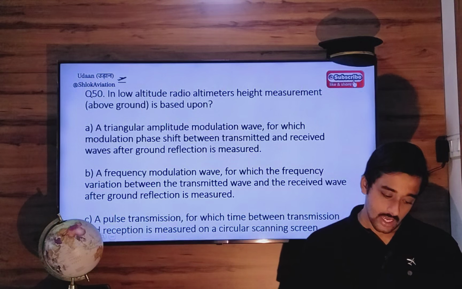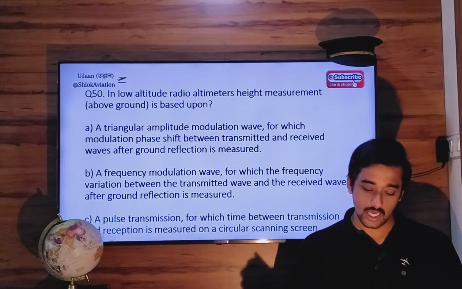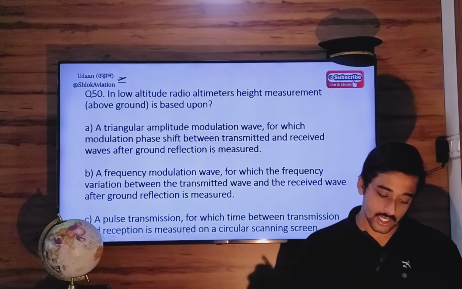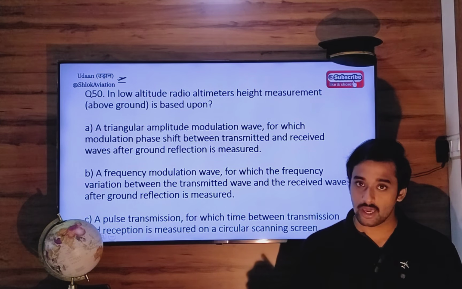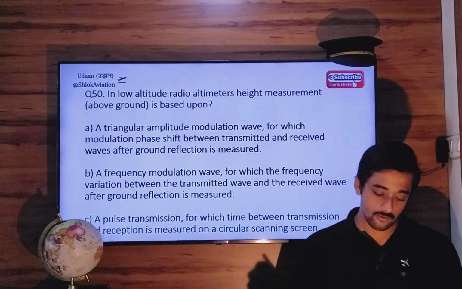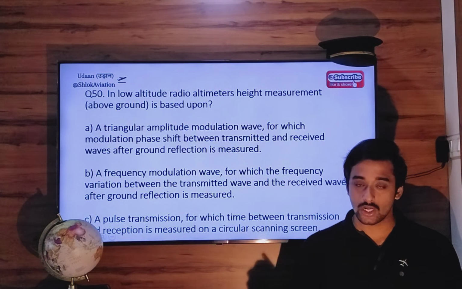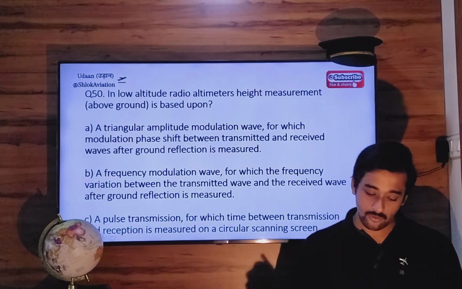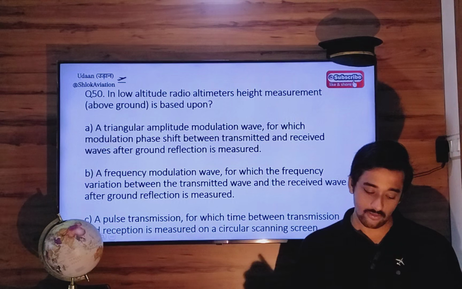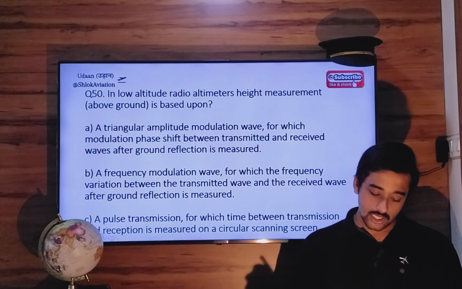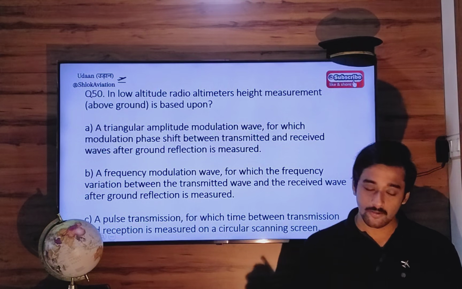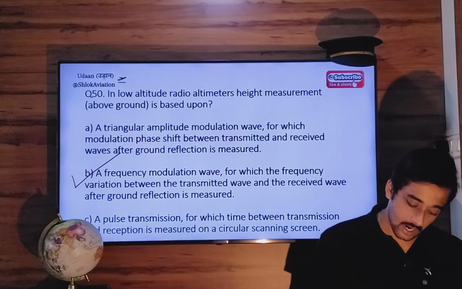Next. In low altitude radio altimeters, height measurement is based upon what principle? A triangular amplitude modulation wave for which modulation phase shift between transmitted and received waves after reflection is measured. A frequency modulated wave for which frequency variation between the transmitted and the reflected wave is measured. A pulse transmission for which time between transmission and reception is measured. So the correct answer is option Bravo.